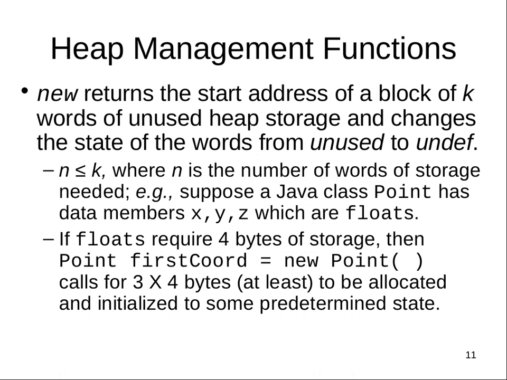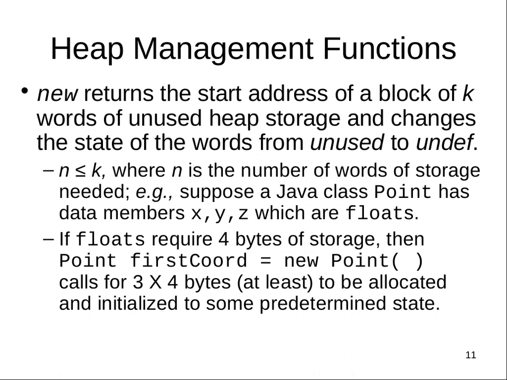All right, new returns the address of the block of k words used by the heap allocation. I think we went over this pretty well, but let's look down here at point. Point first coordinate equals new point calls for, well, it's saying 3 times 4 bytes at least, because we're saying a point is going to have x, y, z, and they're floats. Float is 4 bytes, so it needs to have at least 4 times 3 bytes of information, or 3 times 4.